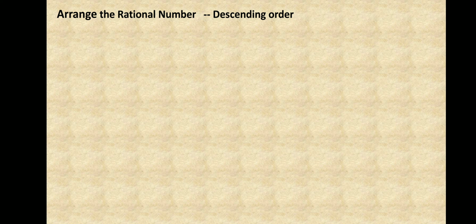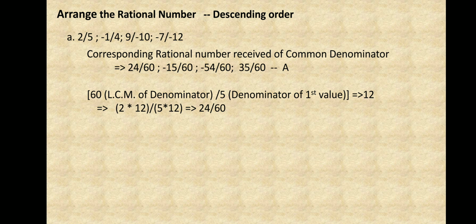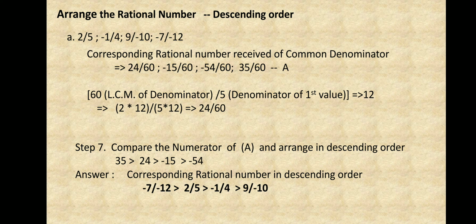And now we are going to arrange these numbers in descending order. So the corresponding rational numbers with common denominators are 24 by 60, minus 15 by 60, minus 54 by 60, and 35 by 60. With 60 as the LCM of the denominators, and 5 as the denominator of the first value, what did you get? You got 12. So 2 into 12 we did, and we did 5 into 12. And what did we get? 24 by 60. And now we have to compare the numerators of A.